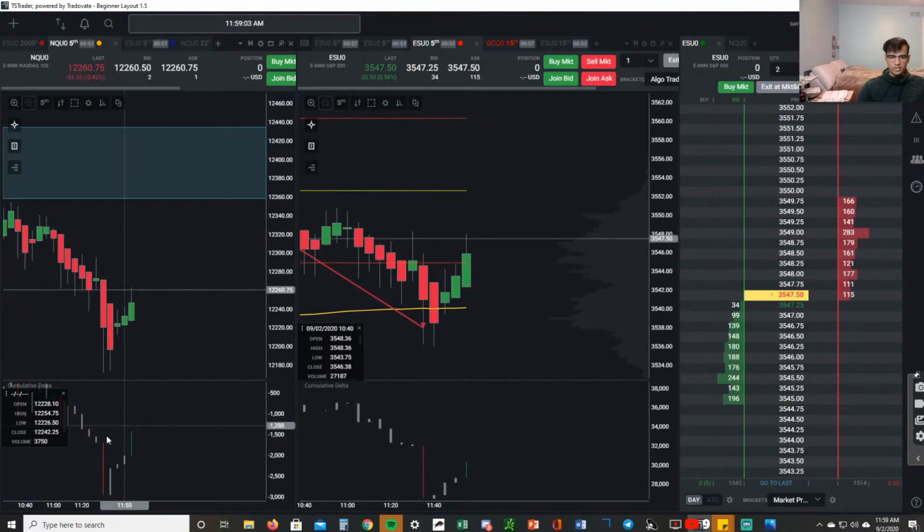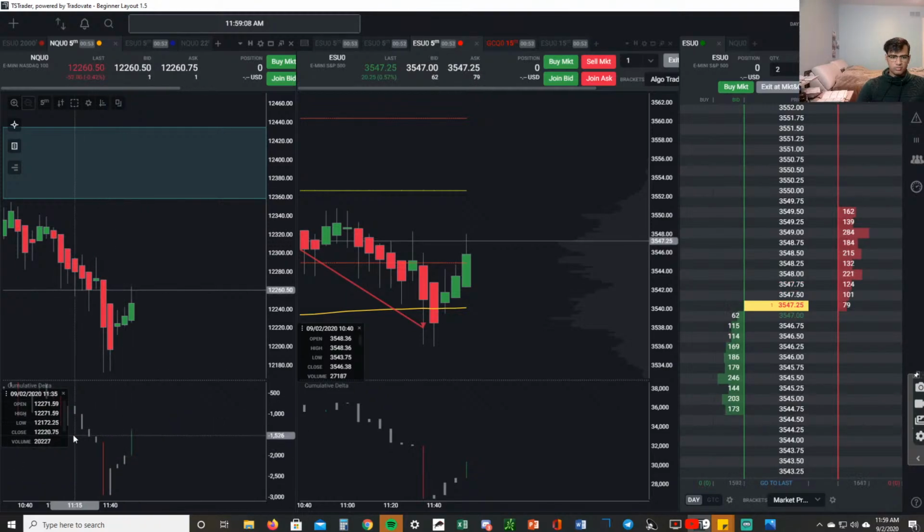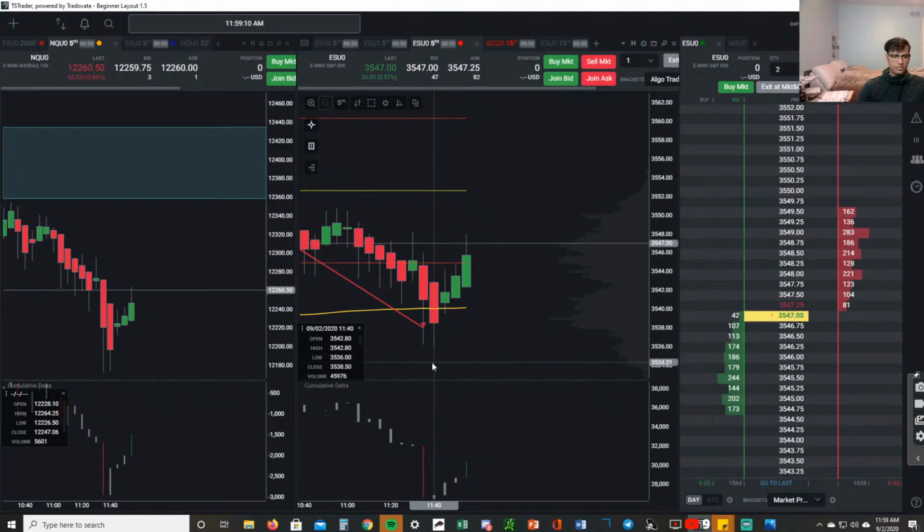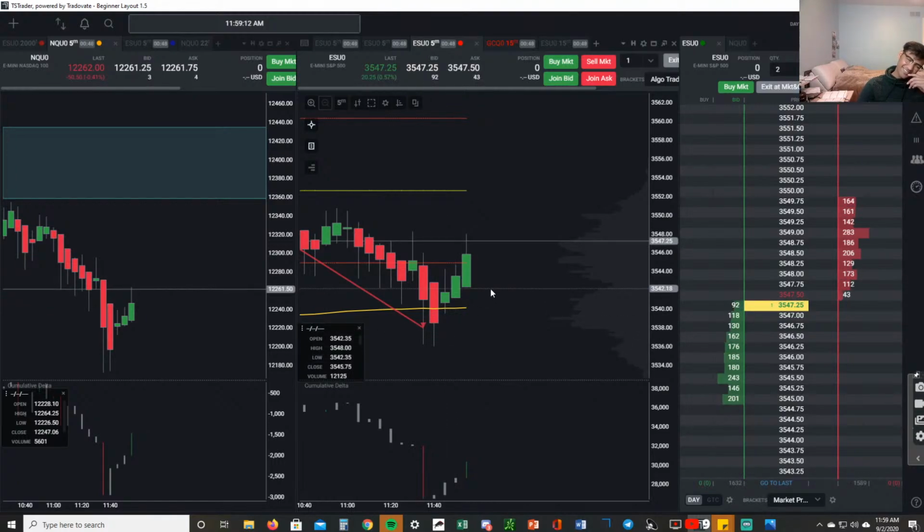Delta's moving up again. NQ's delta broke through right there. Let's see if we can sustain it.